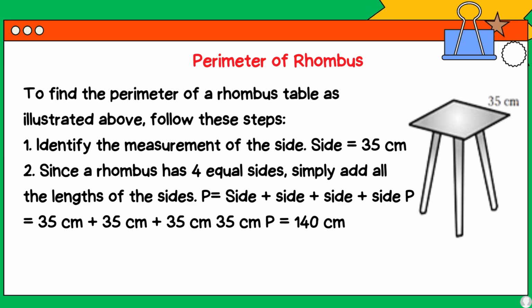So that is, perimeter is equal to side plus side plus side plus side. So that is equivalent to perimeter is equal to 35 centimeters plus 35 centimeters plus 35 centimeters plus 35 centimeters. So the total is 140 centimeters. So all in all, the perimeter of the rhombus table is 140 centimeters.